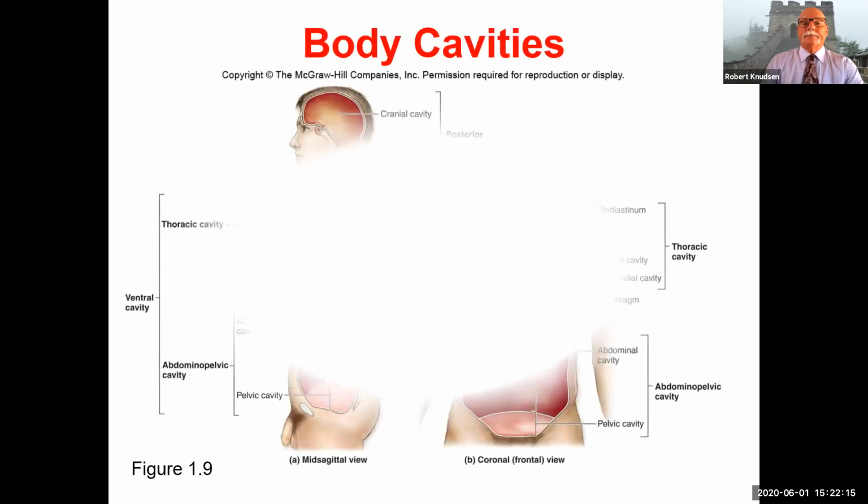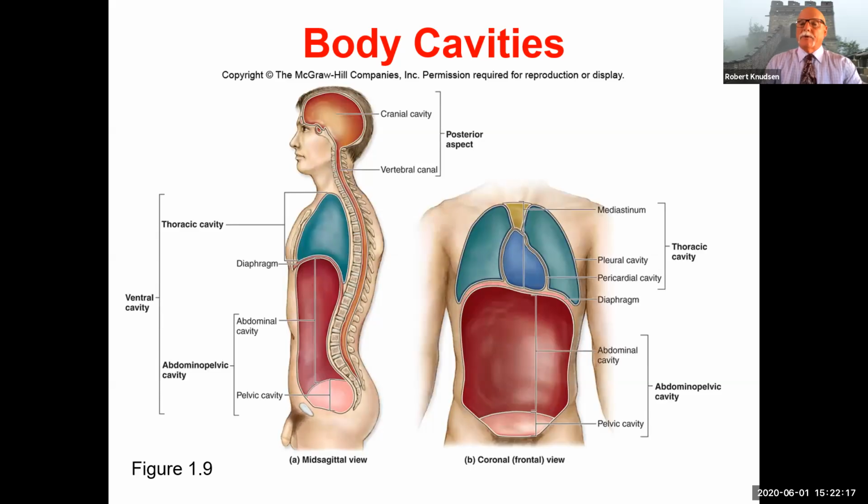Okay, body cavities. Here's a picture of what we just talked about. Okay, here's the posterior cavity with the cranial cavity and the vertebral cavity. And this is the anterior cavity with the thoracic and the abdominal pelvic. And in the thoracic cavity, we have subcavities. This is the pleural cavity. See it? Pleural cavity, that's where your lungs are at. And this is the pericardial cavity, where your heart is at. Good. Since the abdominal cavity has so much stuff in it, we divide it into regions. And I'm about to show you those.